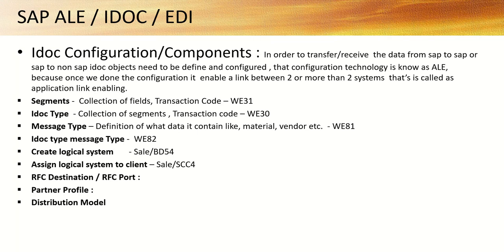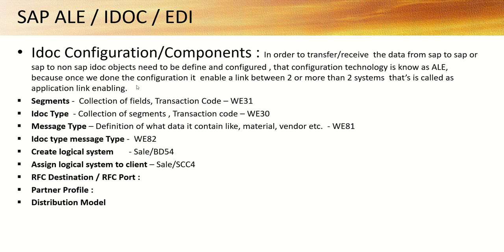Welcome back. Now let's see some more detail about the ALE IDoc configuration. In order to transfer or receive data from SAP to SAP or SAP to non-SAP system, we need to configure some objects into the SAP system. That configuration is known as the ALE because when we do all the configuration, we are basically making a link between two systems, and that is known as the application link enabling.